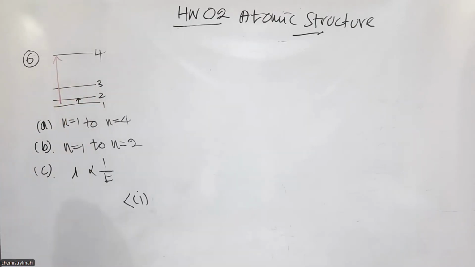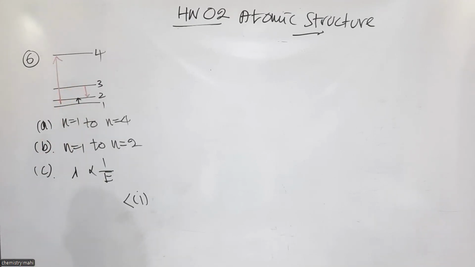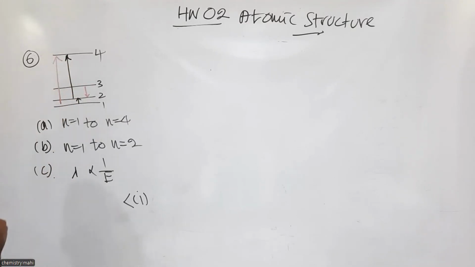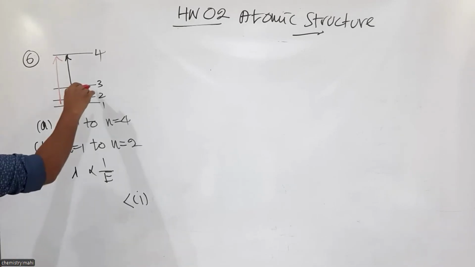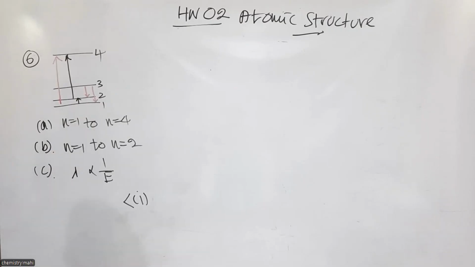Okay, let's draw it. Next, 3 to 2. 3 to 2 means this one. Next one, 2 to 4. 2 to 4 is this one. Next one, 3 to 1. 3 to 1 is this one. Then tell me which one is next.